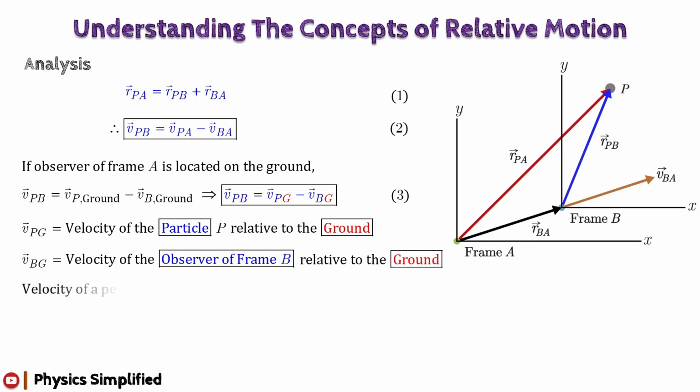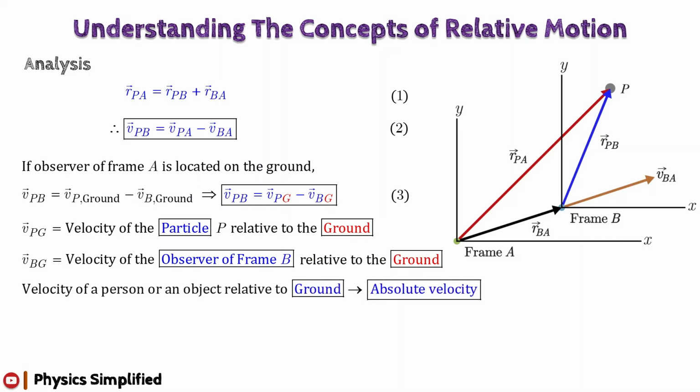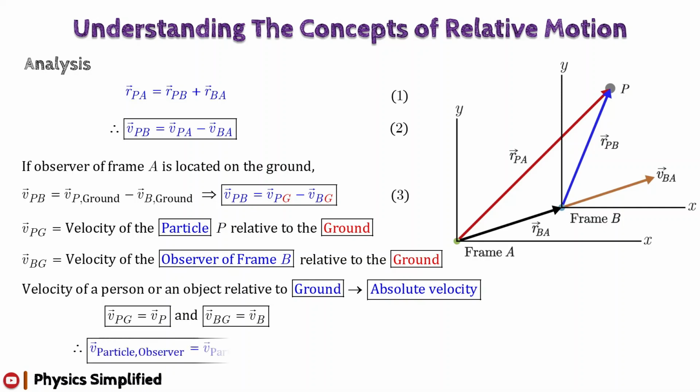It must be noted that velocity of a person or an object relative to the ground is the absolute velocity of the object or person. So, vector v_pg and vector v_bg can be simply written as vector v_p and vector v_b. So, the main logical expression of equation 3 is velocity of a particle relative to a moving observer is equal to the vector subtraction of velocity of the particle relative to ground and velocity of the same observer relative to the ground.